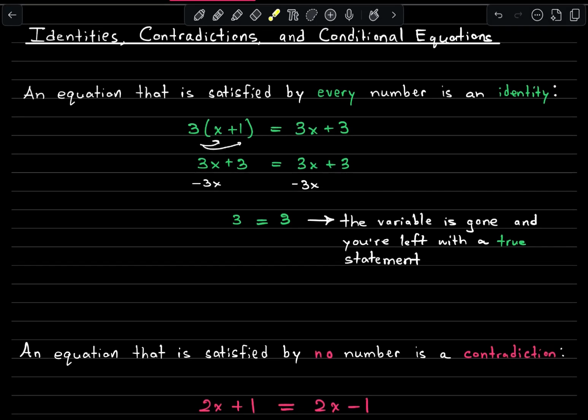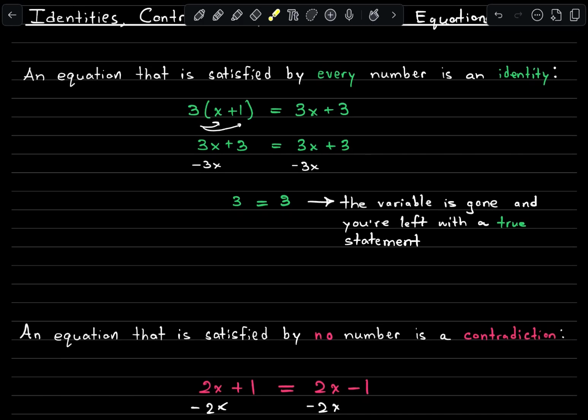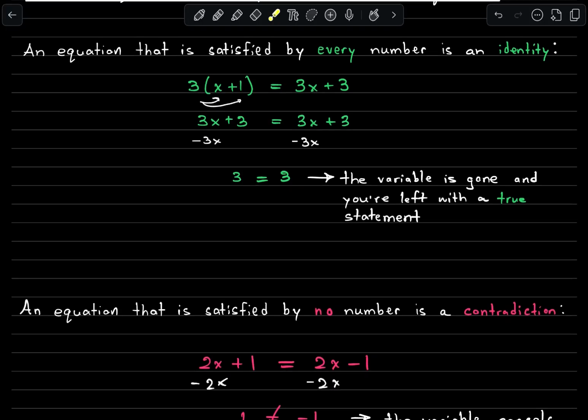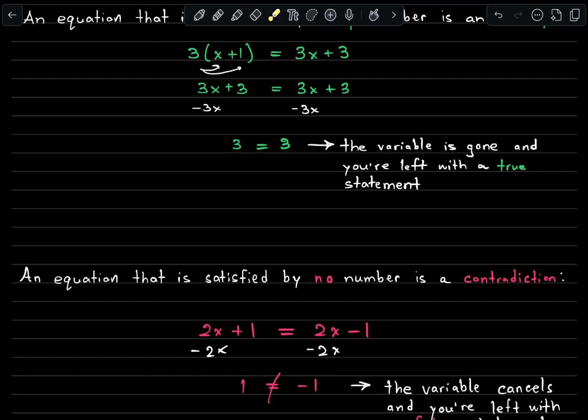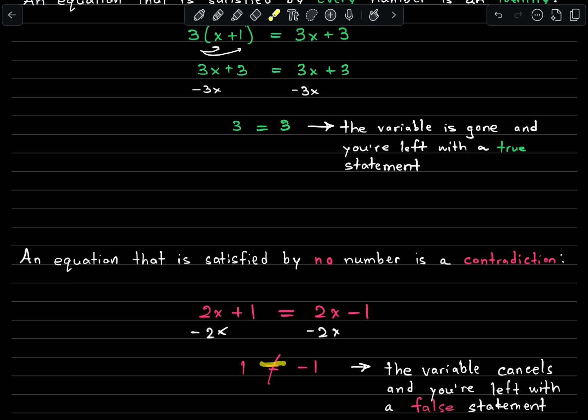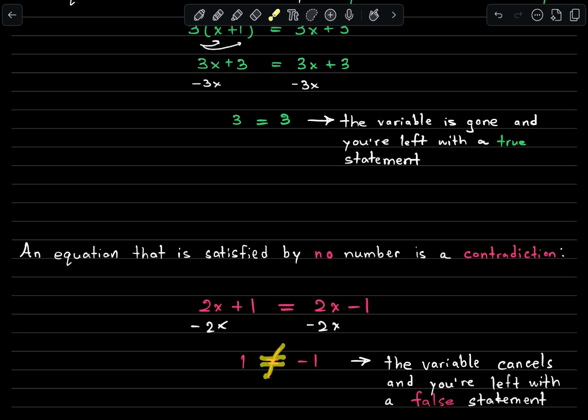Suppose you had something like 2x plus 1 is equal to 2x minus 1. We go ahead, we try to collect our variables on one side, subtract 2x from both sides. You're going to be left with positive 1 is equal to negative 1. So the variable cancels, and you're left with a statement that's not even true. These two numbers are not equal. You're left with a false statement.